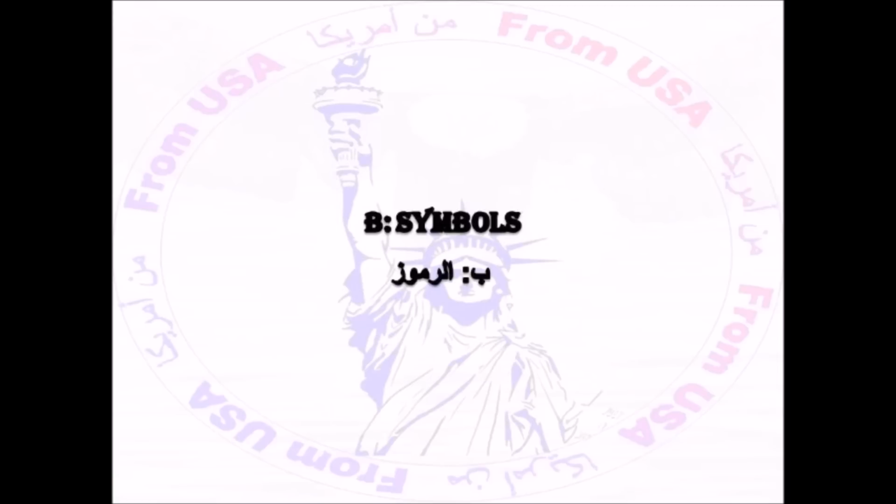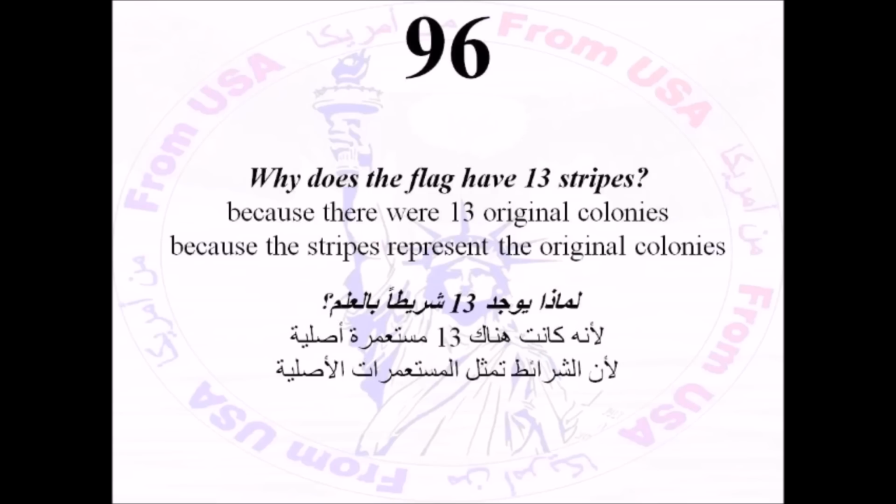Part B, Symbols. Question 96. Why does the flag have 13 stripes? Because there were 13 original colonies, or the stripes represent the original colonies.